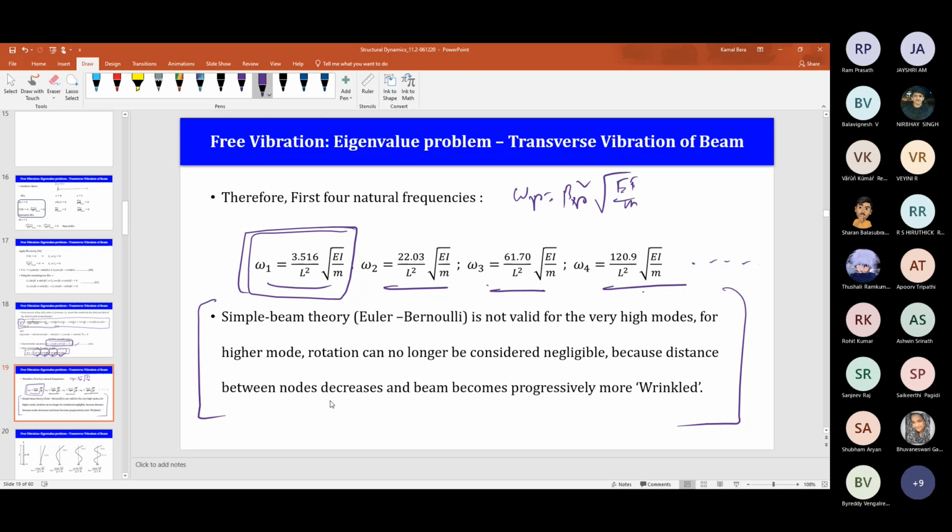So in that case, if there are higher modes, you understood, right, the beam deformation will be quite large, I mean, the rotation will be there. So you cannot ignore the rotatory inertia in those cases. Rotatory inertia will be there, and it will be wrinkled, and that's the warping effect you have to consider. Higher order beam theory.